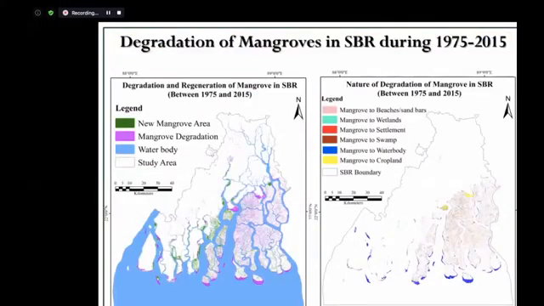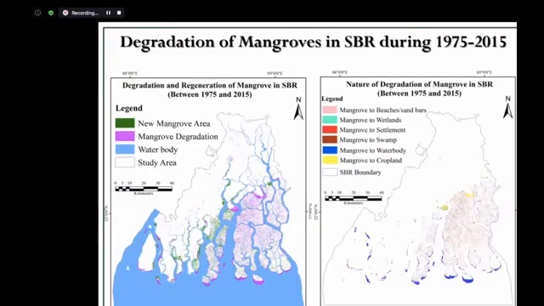Now I try to understand the nature of the degradation. You can see in the left-hand image the mangrove degradation. Most of the degradation happens in the lower part and right part of our mangrove reserve forest. The right-hand image shows the contributions to these degradations: how much percentage from mangrove to beach and sandbars, mangrove to wetland, mangrove to settlement, mangrove to swamp, mangrove to water body, and mangrove to cropland.